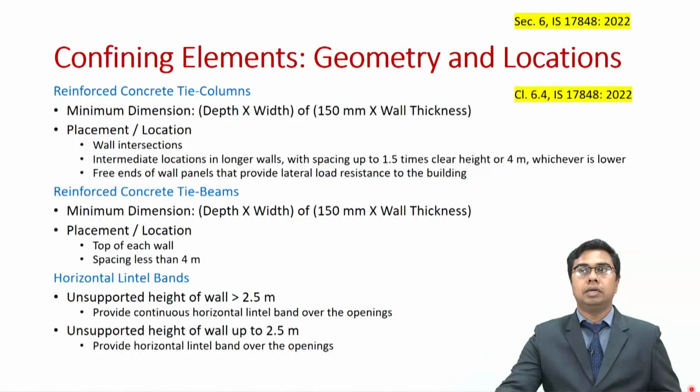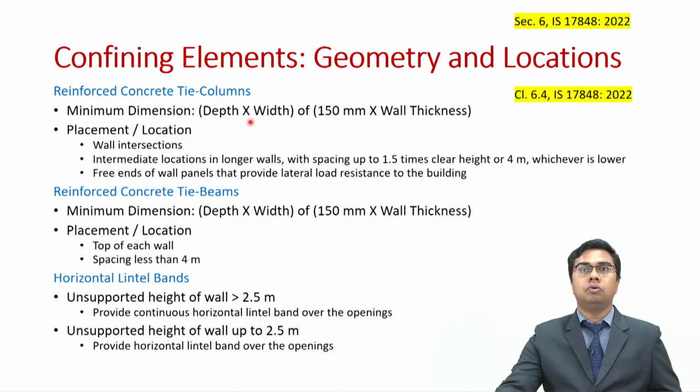Hello everyone. So far in confined masonry construction, we have looked at the construction sequence, load transfer, material specifications, building configuration and ductile detailing of confined masonry walls. Today we will look further into ductile detailing of confining elements, that is tie beams and tie columns, as well as the joint, that is the tie column tie beam joint. So, let us first look into the geometry and locations of these confining elements.